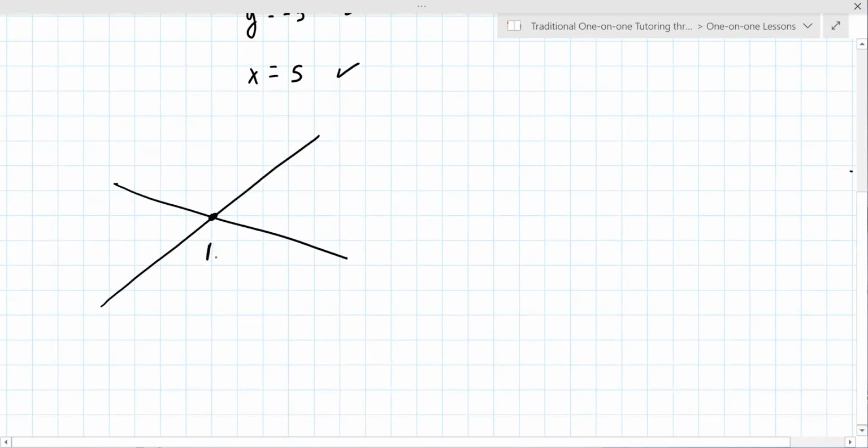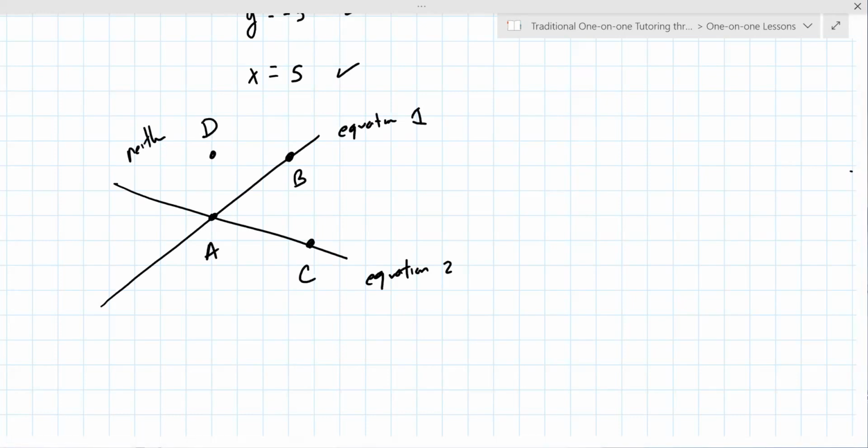But what I mentioned before is that there could be just a solution to equation 1, and that would be like B. There could be just a solution to equation 2, which would be a C, and there could even be a point that's just neither, to be on the lookout for. And that's really the challenge of these questions here.